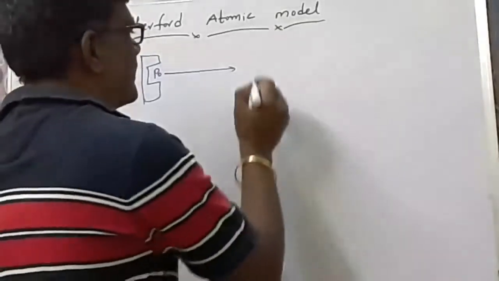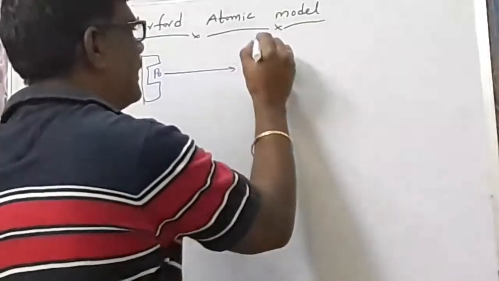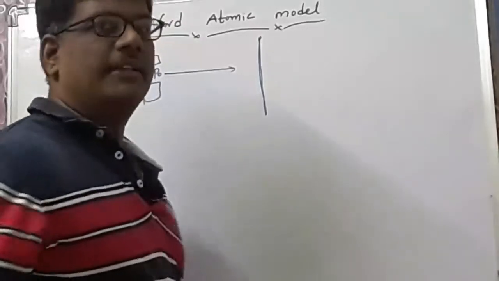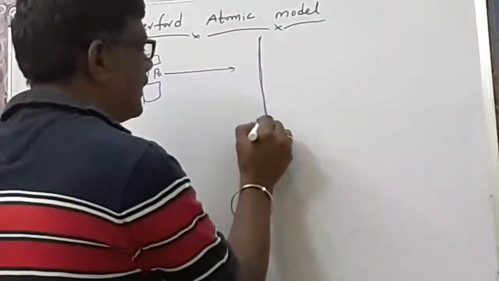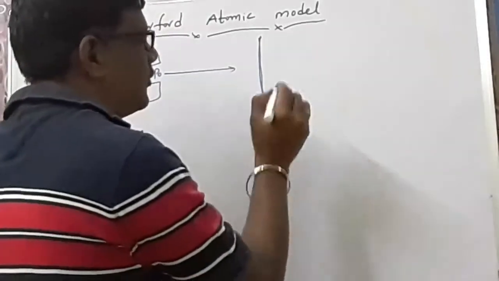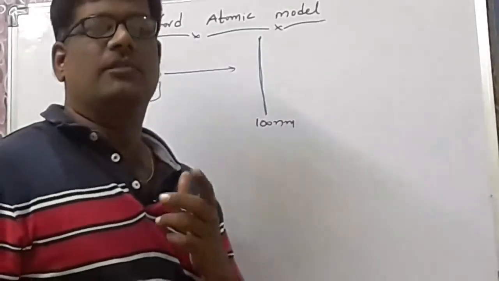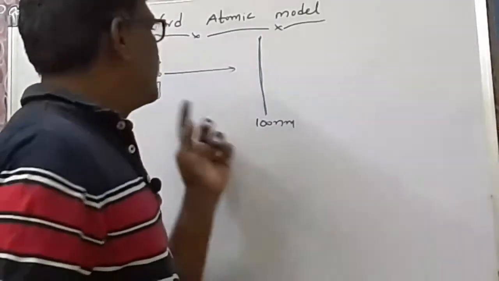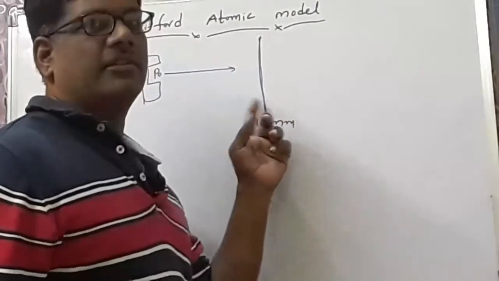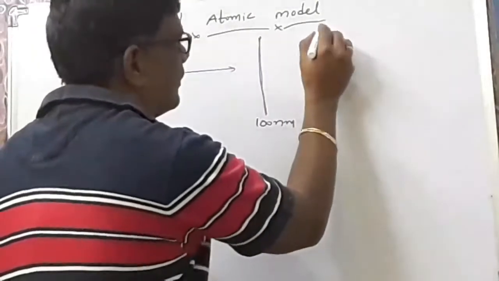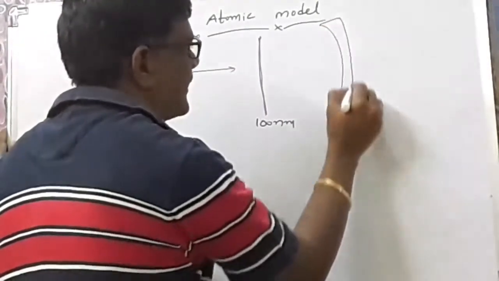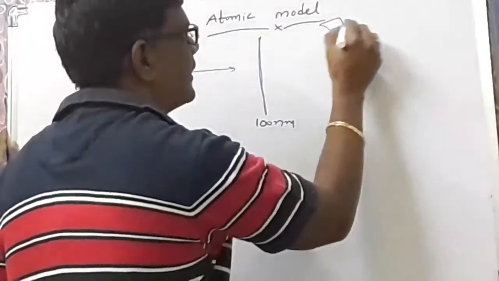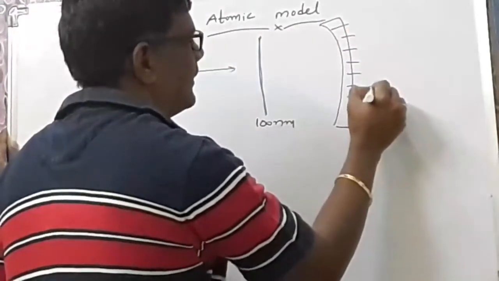These alpha particles are passed through a very thin gold foil, and the thickness of the gold foil is taken in the range of 100 nanometers. So a very thin gold foil is taken, and he allowed the passage of the alpha particles through the gold foil. Immediately, this gold foil is surrounded with a screen, and the screen is coated with zinc sulfide.